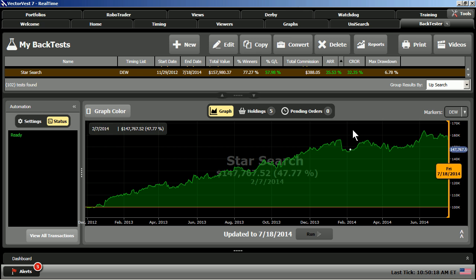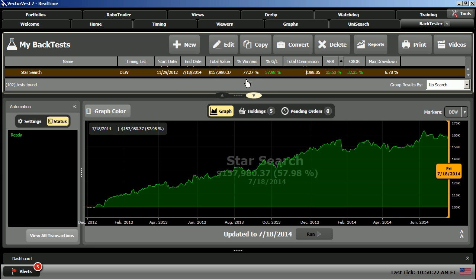Really nice looking equity curve here over the 1.5-year time frame that we're looking at. 77% winning trades, a 58% total gain with a 35.5% annualized rate of return. And what I loved about this, 2 things I loved about this the most, is the low drawdown, only 7%. And look at the commissions, only $388 in commissions. So we didn't trade all that often.